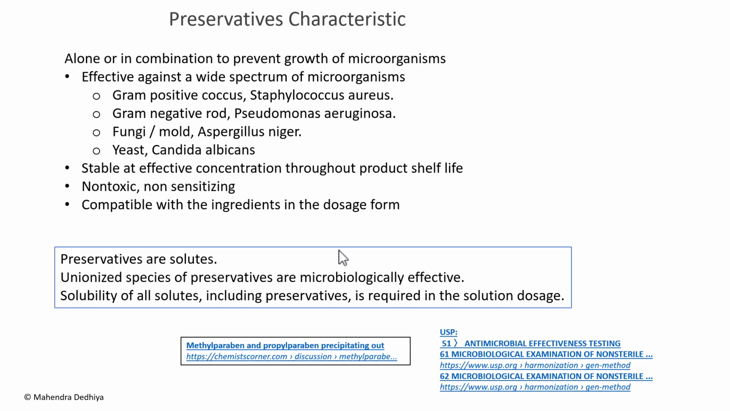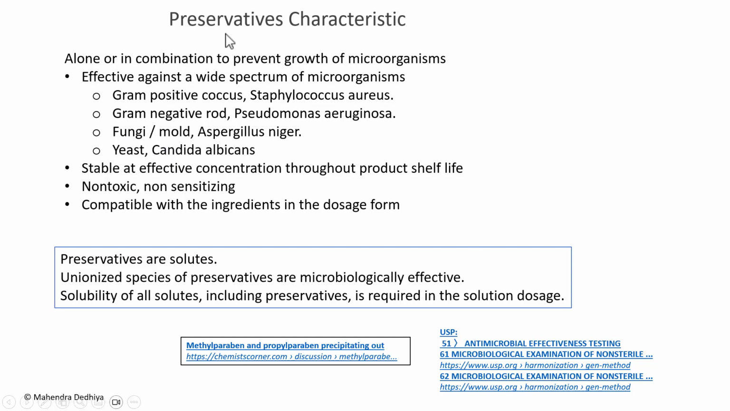Preservative characteristics: it should be able to prevent the growth of microorganisms. Selection of preservative is alone or in combination. For example, parabens are used in combination, whereas benzoic acid will be used alone. It is designed to prevent growth of microorganisms. It should be effective over a wide spectrum of microorganisms: gram-positive, gram-negative, as well as fungi and yeast specified in the United States Pharmacopoeia.